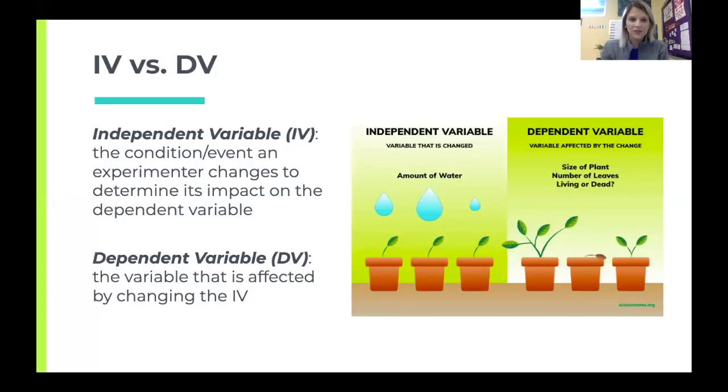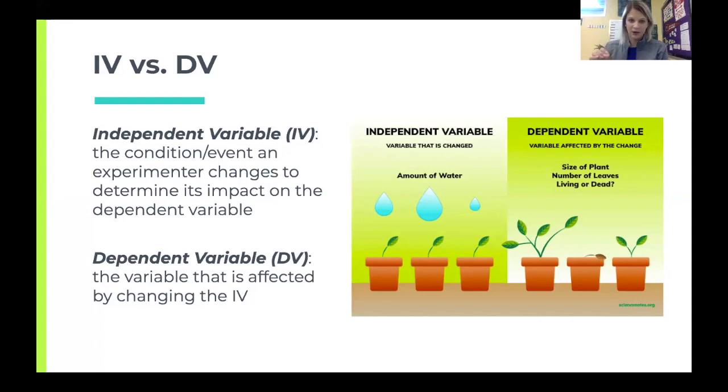So first of all, let's talk about independent versus dependent variables. An independent variable is the thing in the experiment that the experimenter is able to manipulate, the thing that is changed. In the example on this slide, if you were going to study the effects of amount of water on plant growth, the independent variable would be the amount of water you give the plant.